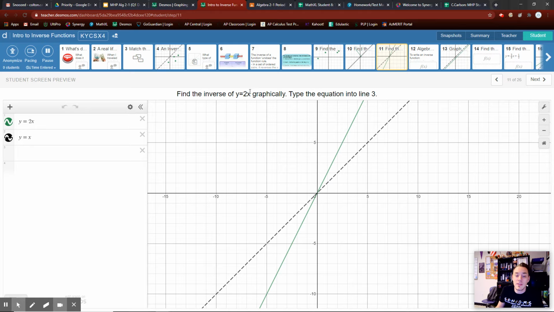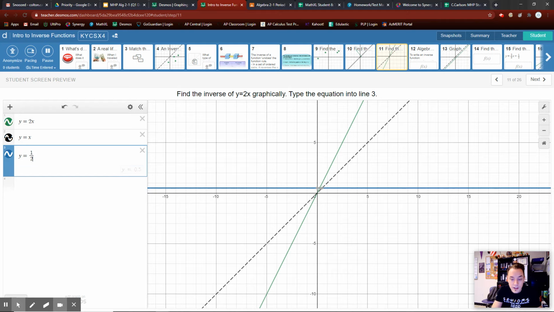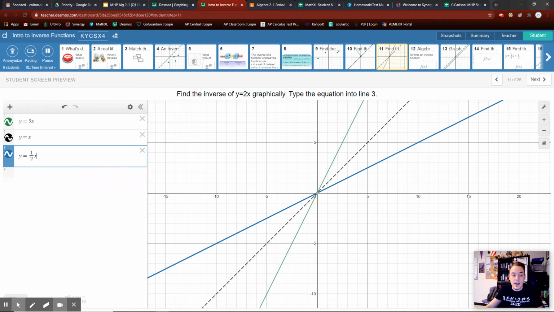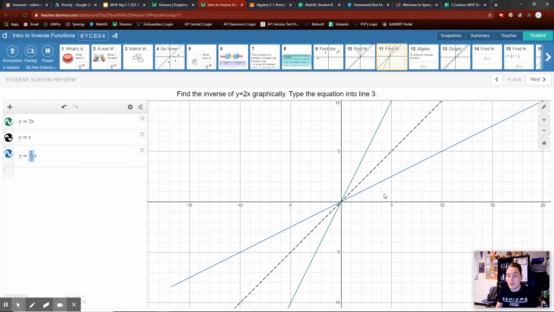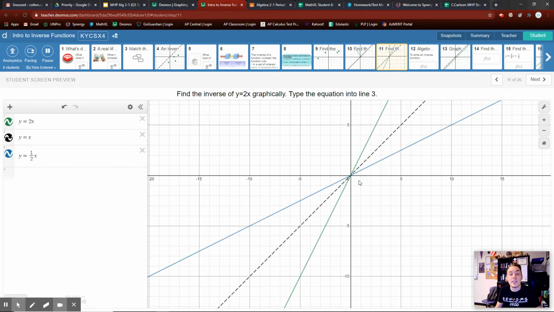Let's go to 11. Now this is what it's going to be graphically. So solve it graphically. What will this look like? Type the equation in this. It's going to be a little harder, but we can kind of analytically think about it. This is multiplication, right? What's the inverse of multiplication? Division. So now, instead of 2, I'm going to write y equals 1/2 x. So now the division is introduced instead of the multiplication here. And now what it does is it actually does a perfect reflection across the identity line.